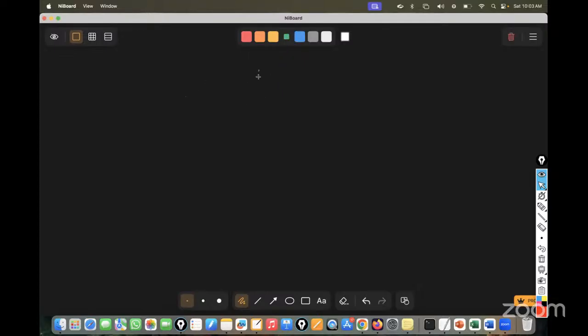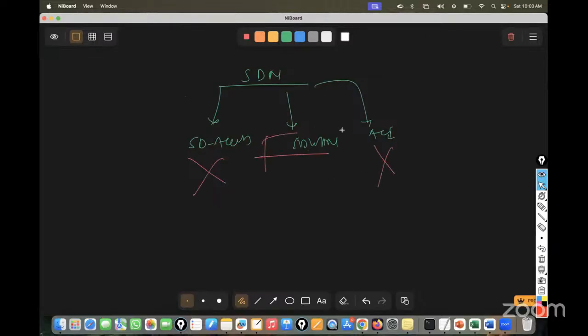No. Let me clarify. SDN has three children: SD-LAN, SD-WAN, and ACI. We are not going to touch this one, because they are two different courses, okay? And two different labs, all right? So we are going to just talk about the SD-WAN. They have the DNAC controller, here's the APIC, and here's the vManage. So you're going to learn about the vManage, another controller. Okay, Austin?